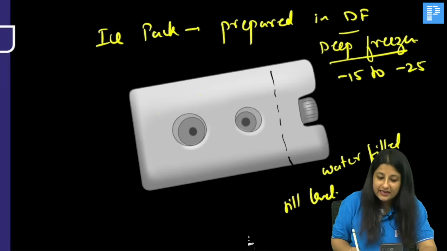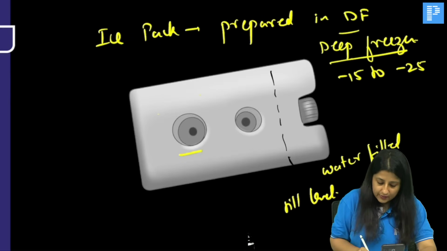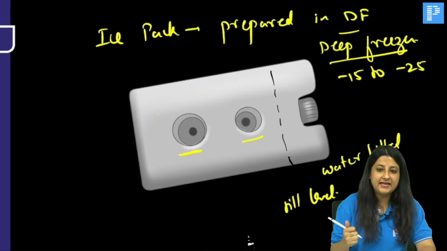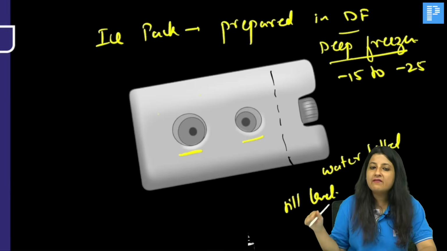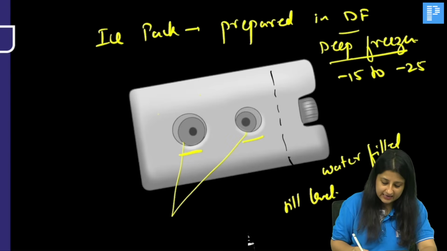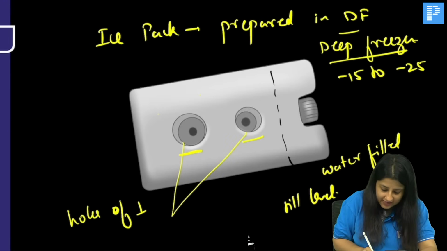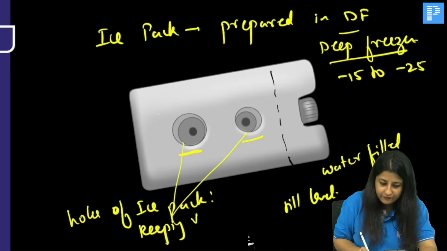Now, the patent question that comes is, which vaccines are you going to place in the holes of the ILR? Your options are Penta, OPV. Which vaccines will you place in the holes of the ILR? The holes of the ice pack are meant for keeping vaccines. Okay? They are meant for keeping vaccines.